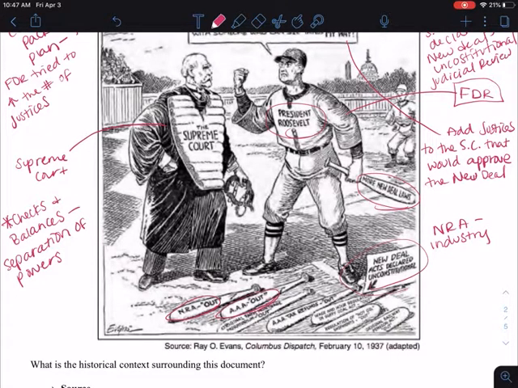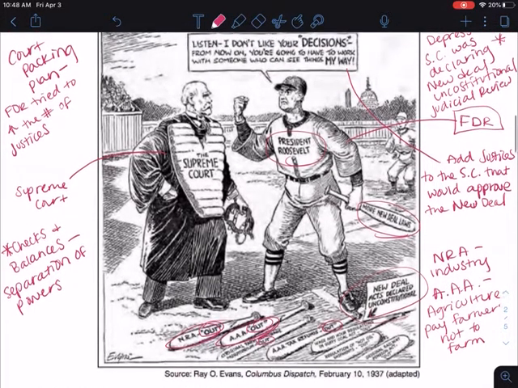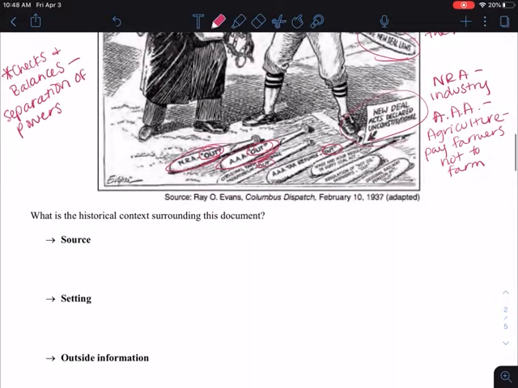We have the AAA, which was dealing with agriculture. Remember, this was trying to pay farmers not to farm. Okay, so we know a few of those that are written down there. And we can see on some of them it's written out, like they're out. They were already declared unconstitutional, is what that means. So let's go down here and see what we have.